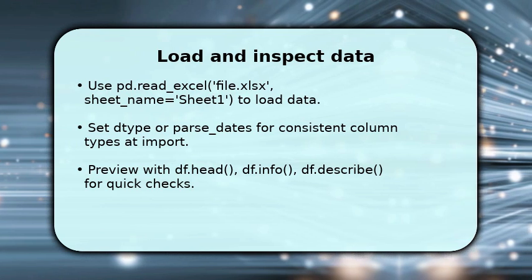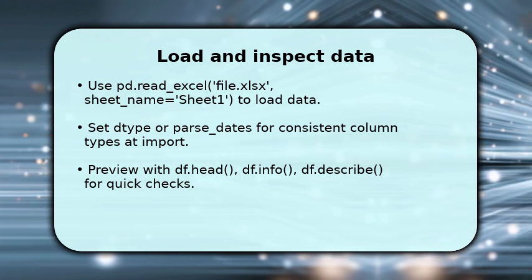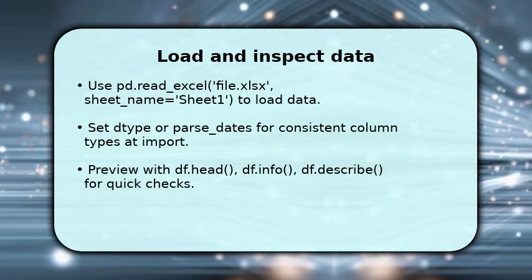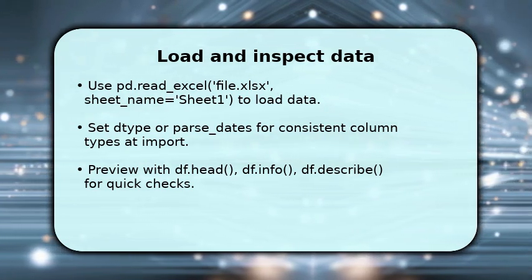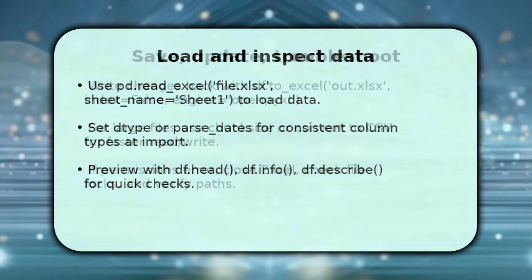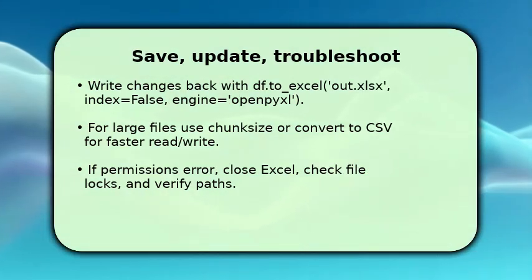If headers are misplaced, rerun with header=1, or use skiprows. To finalize, export edits using df.to_excel('updated.xlsx', index=False, engine='openpyxl'), or save subsets for downstream use.